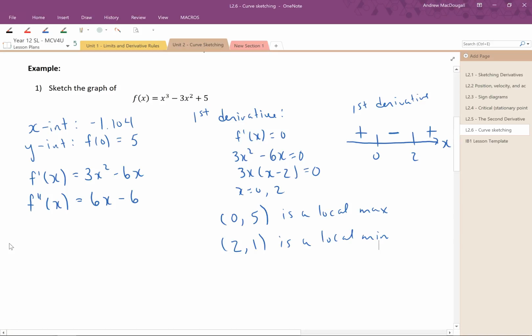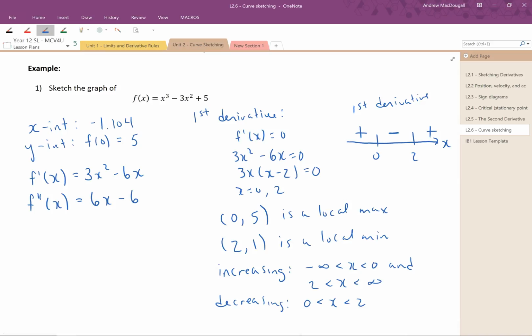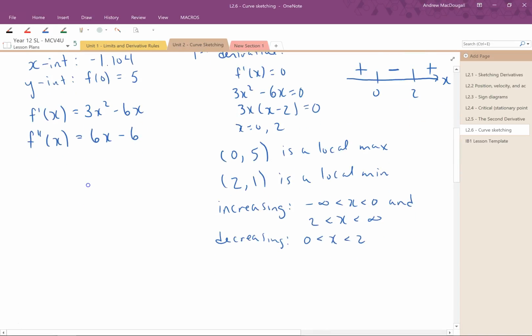Furthermore, we also know that this function is increasing on the intervals from negative infinity to 0, and also from 2 to infinity. And it's decreasing between the two x-intercepts of its derivative, so it's decreasing between 0 and 2. So that's what the first derivative tells us. It tells us where it's increasing, where it's decreasing, and what its local maxes and mins are.